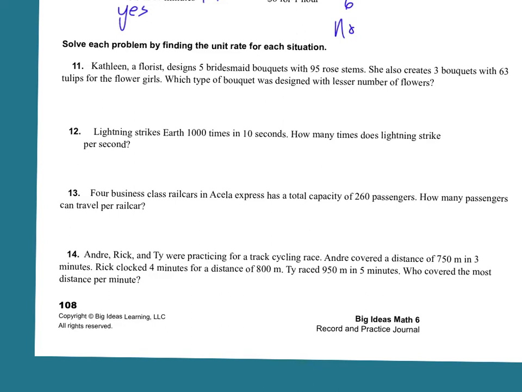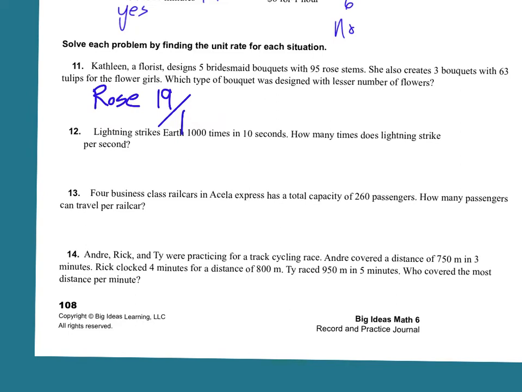So guys, we're finding a unit rate here. We're going to try and find bouquets. We're comparing the flowers to the bouquets. Okay? So if there were 95 rose stems in 5, well, how much is there in 1? We're going to go 95 divided by 5, and we get, for this first type right here, and I'm going to call it the rose one, so we'll just go rose. There are 19 flowers per 1 bouquet.